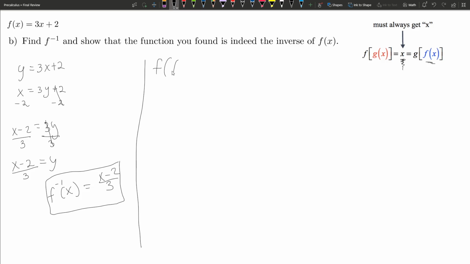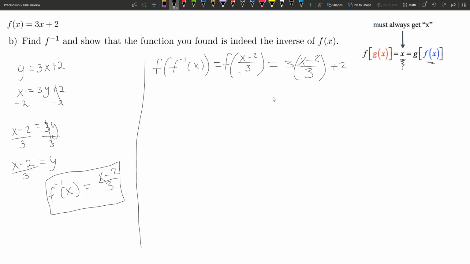So f of f inverse of x, let's see what that looks like. That's really f of x minus 2 over 3, since f inverse is x minus 2 over 3. What does that mean? That means wherever I see an x in function f, I'm going to replace it with x minus 2 over 3. I have another video showing you how to compose functions, but you're basically seeing it right here as well. So this is really 3 times x minus 2 over 3, plus 2. Where did that plus 2 come from? It's just this plus 2 right here.